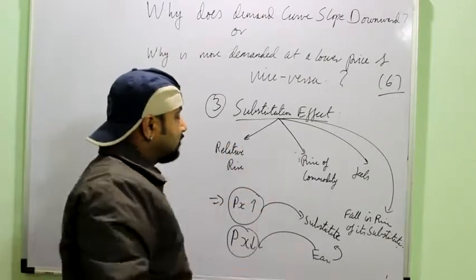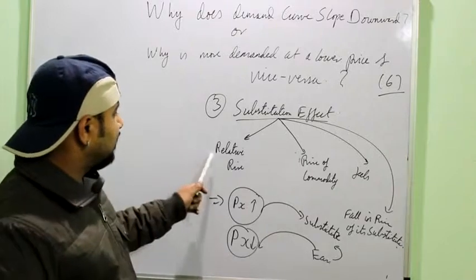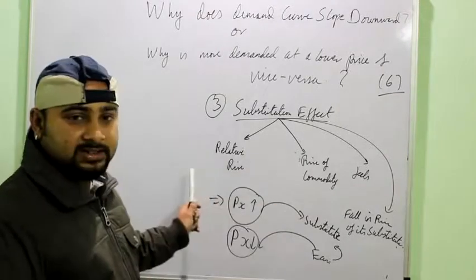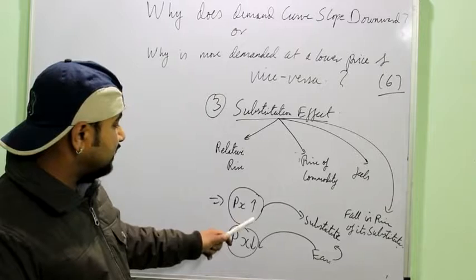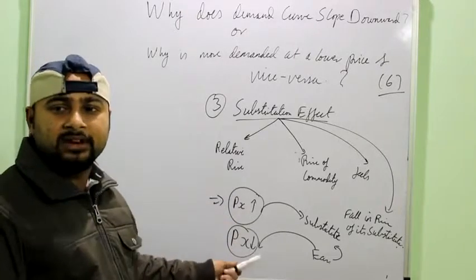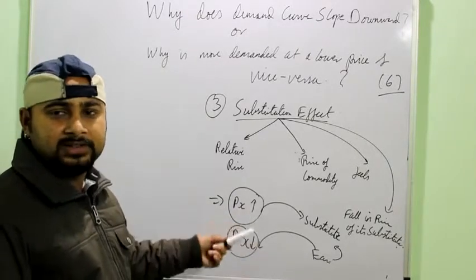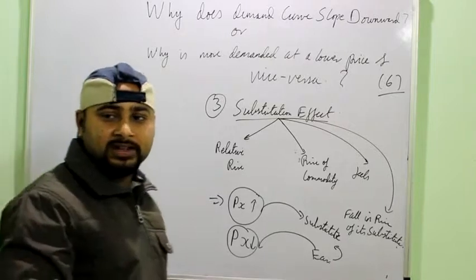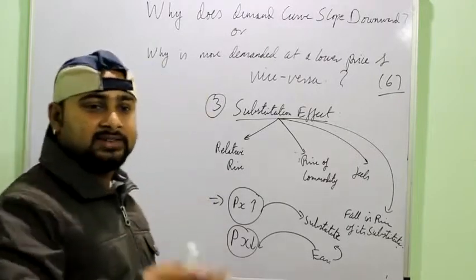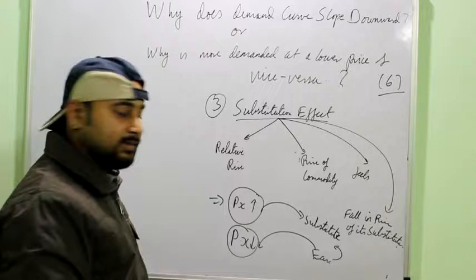So for explaining this particular point, you will have to mention the definition, what the meaning is. Then you can take an example and explain. You can take the example of tea and coffee. Suppose tea becomes expensive, then people will feel that coffee has become relatively cheaper and they start to increase the consumption of coffee.